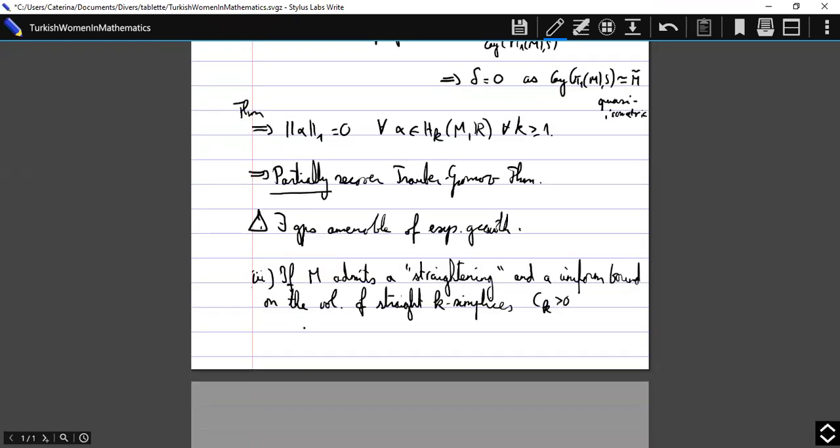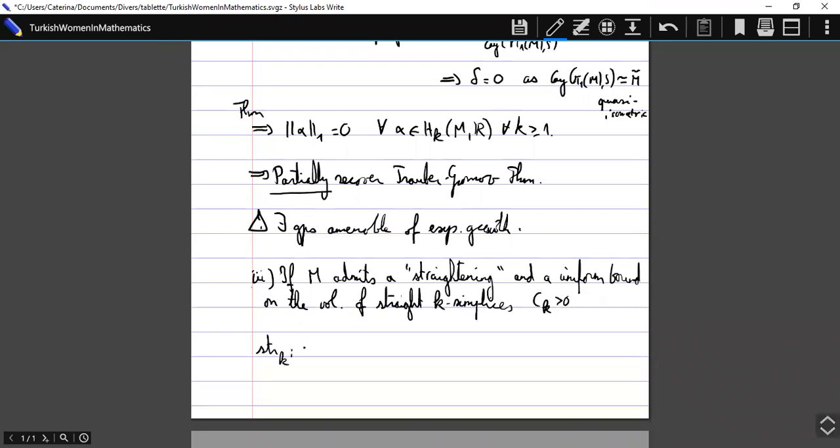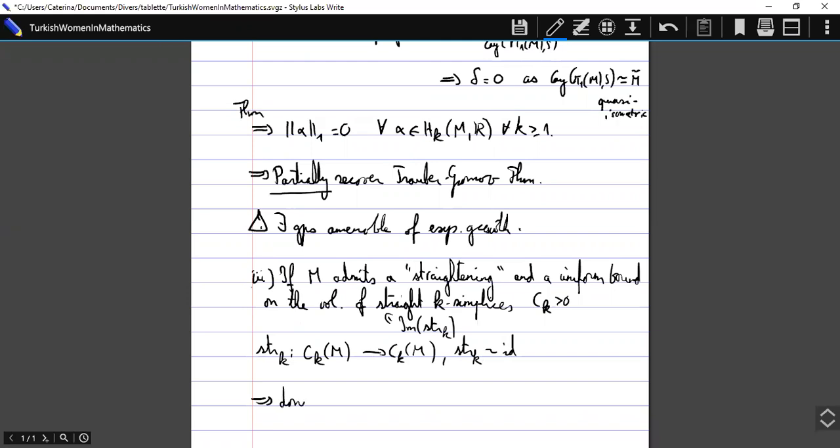Okay, so the straightening is something like this. In degree k, it transforms singular simplices into singular simplices, and straight simplices are in the image of this straightening map, and this straightening, moreover, should be homotopic to the identity. Okay, so it induces the identity on homology. If M is such, then we get a double-sided inequality.